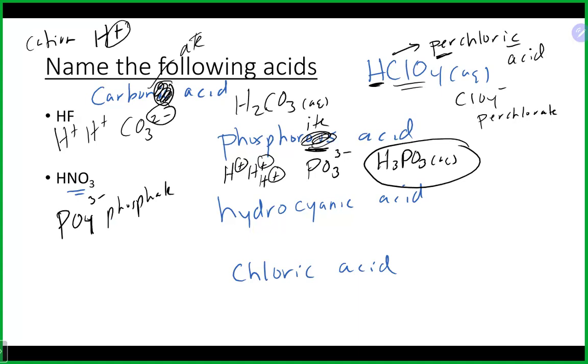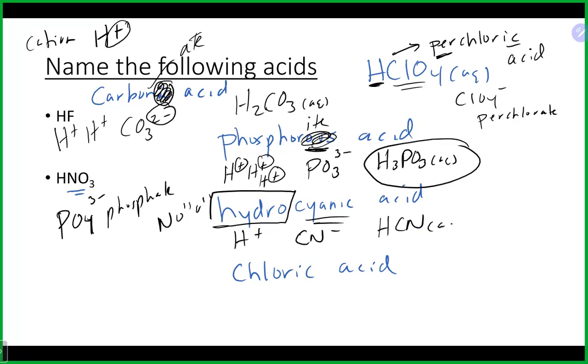We see hydrocyanic acid. So hydro tells me this is not a polyatomic ion. There is no oxygen there. And really now I could just go to cyanic, and that sounds like maybe cyanide. And that's going to be CN minus and H plus, and putting that together, HCN in this case here.